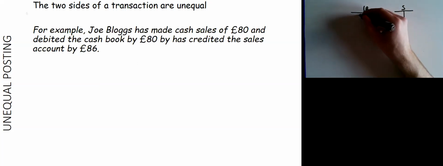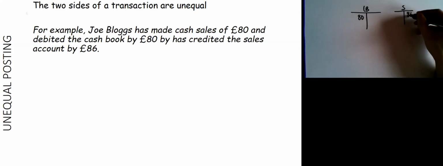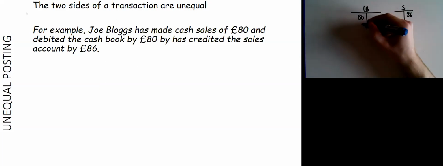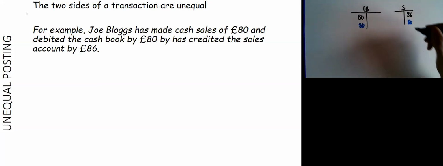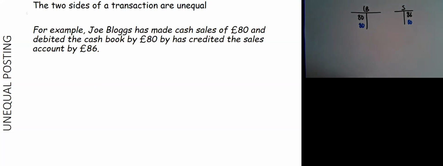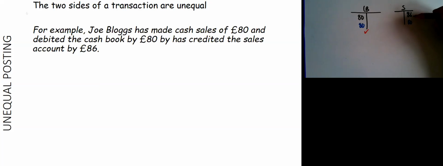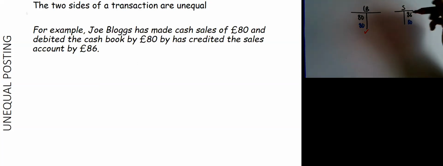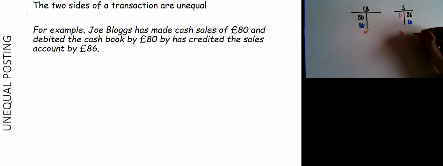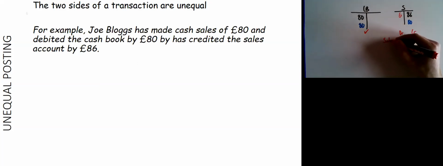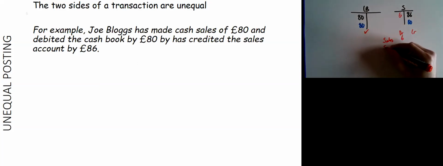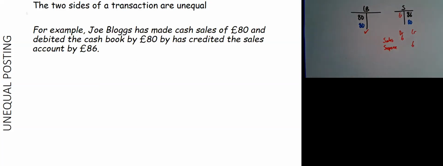So cash book debited by 80, sales 86, but how it should look, it should be 80 and 80. Yeah, they're unequal. So this side's been done right. This side, I want to get from 86 to 80, so I need a -6. Remember, I can't put negatives, so I'm going to put the 6 on that side. And finally, I've got one on the debit side. So to fix it, I would debit the sales by 6 and credit the suspense by 6. So look here, the suspense is finally on the credit side.